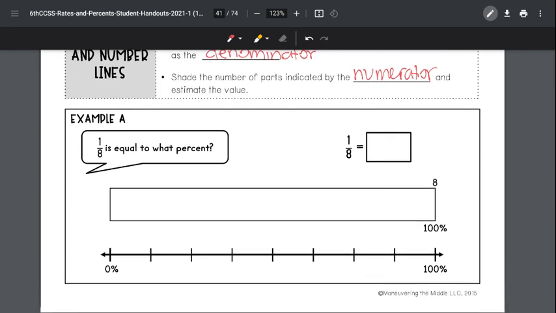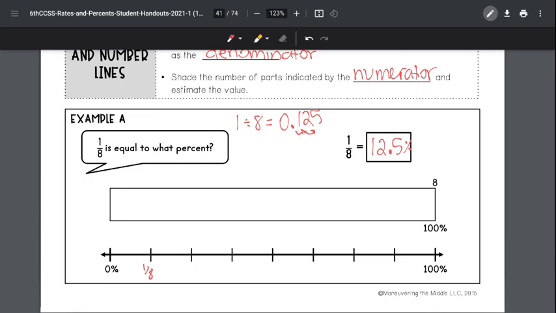Okay, so here's another example. Example A, 1/8 is equal to what percent? Okay, so we've got a tape diagram and a number line. Our number line is already split into 8 different pieces. So this would represent 1/8. But we're trying to figure out what percent that is. So in your calculator, you would type 1 divided by 8 equals, and you're going to end up getting 0.125. And for us to go from a decimal to a percent, we move our decimal point 2 spots to the right. So our percent is really going to be 12.5%. Make sure you put your percent sign.